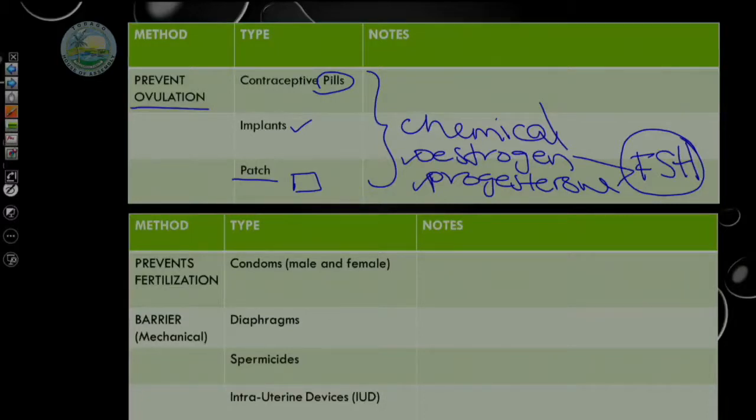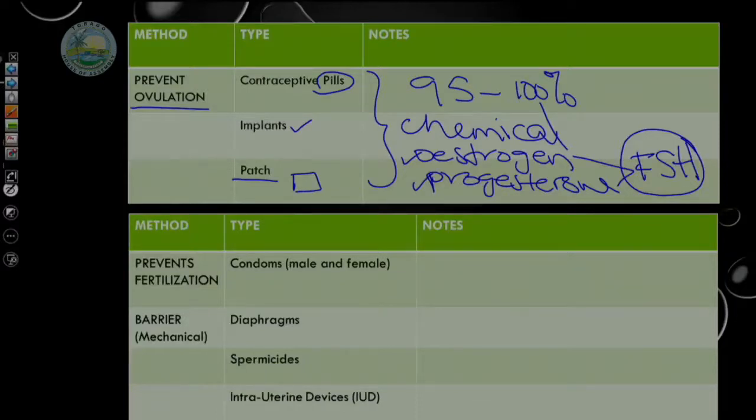So once these are used properly, it's about 95 to 100% effective. But of course, you need to either remember to take these pills every single day, or remember to keep your appointments with your doctors to get your implants removed and or replaced.